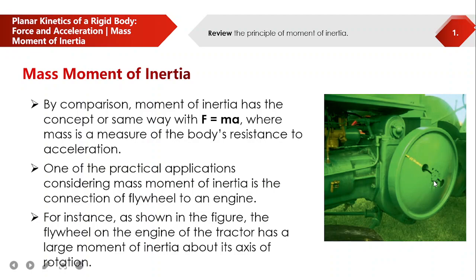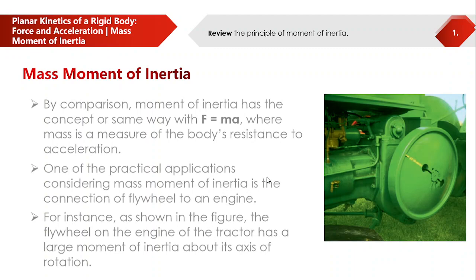This is its axis of rotation. The moment of inertia is large when the flywheel is large. The greater the radius of the flywheel, the greater the moment of inertia. So, as an example of mass moment of inertia in the real sense, your flywheel on an engine has a large moment of inertia about its axis of rotation. Why do we need that?